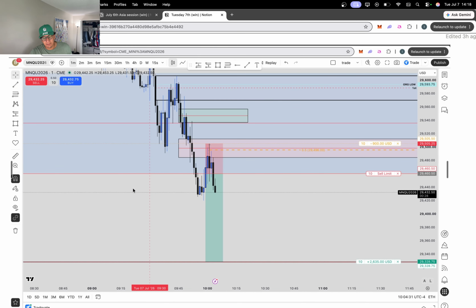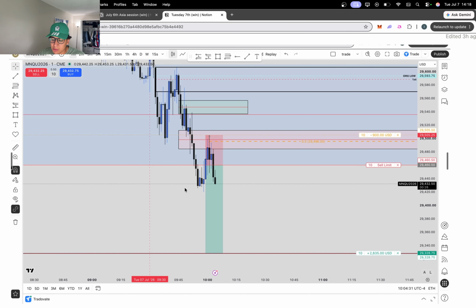So what ends up happening, we do get that 5-minute SIBI right here, this pink box. However, there's no fair value gaps on the 1 through 5 minute time frames that we can use to enter with an IFG. So instead, I mark out the halfway point of this 1 minute swing high.